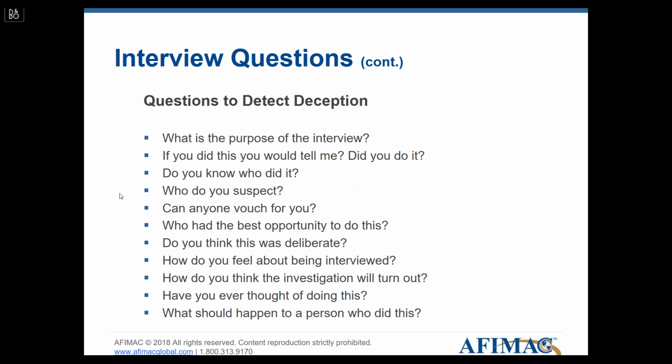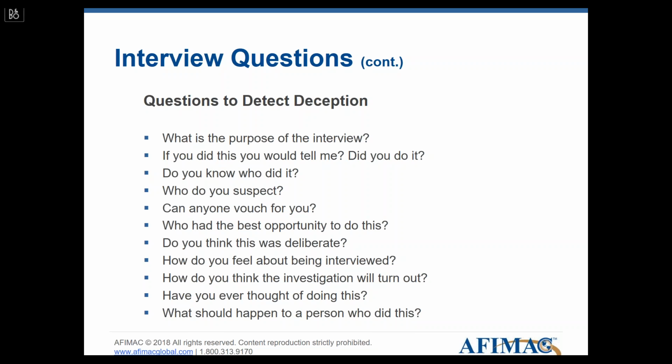Okay. Questions to detect deception. Again, what is the purpose of the interview? If you did this, would you tell me? Did you do it? Do you know who did it? Who would you suspect? Can anyone vouch for you? Do you think this was deliberate? How do you feel about being investigated? Again, not going to read every question, and the purpose of these questions is just to add some more tools into your toolbox, and whether you use these or not, they're just there as a guide to help you going forward.